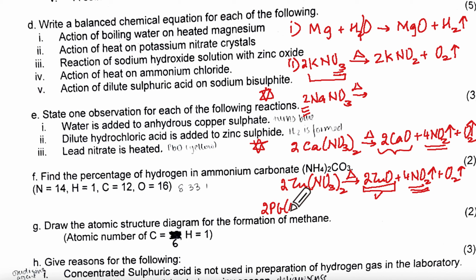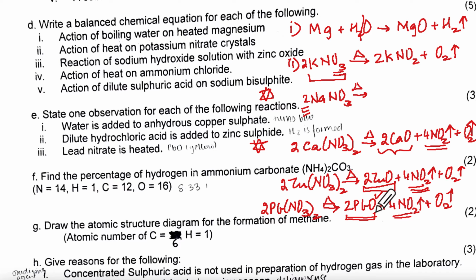This is again an important decomposition reaction. Tell me, what will you get here? 2PbO plus 4NO2 plus O2 up arrow. Very good. What will be the first observation? Reddish brown nitrogen dioxide gas is evolved. And leaving residue of? Yellow. No, not yellow. Buff yellow? Buff yellow.